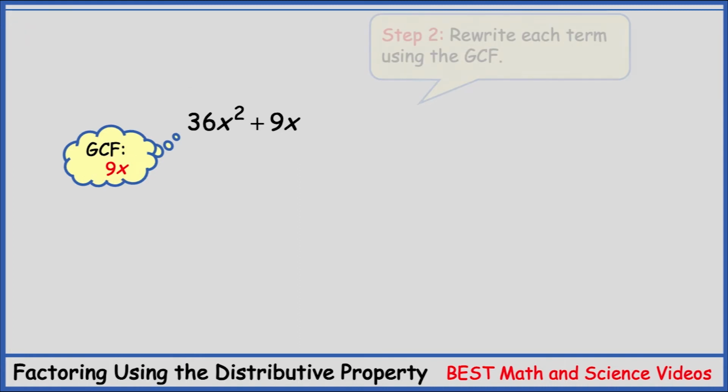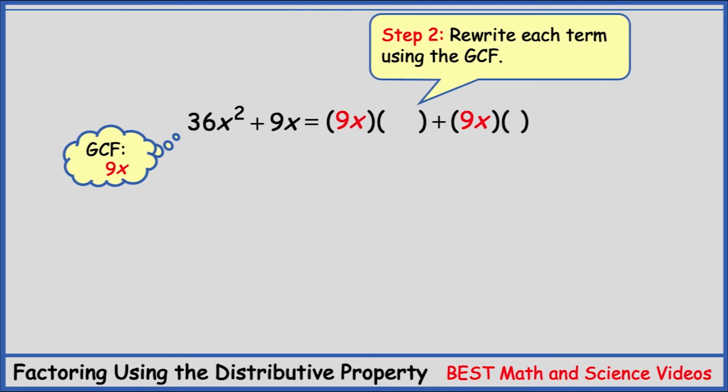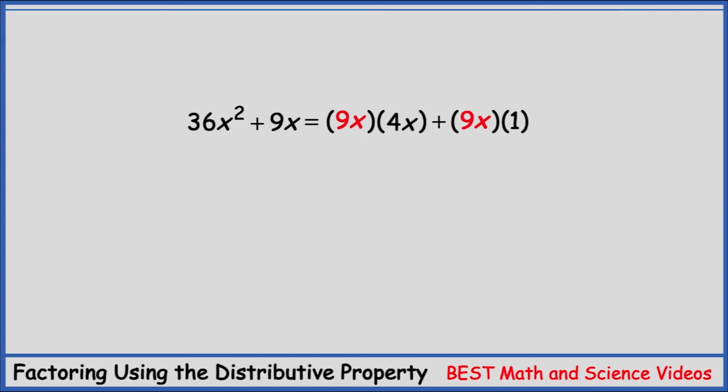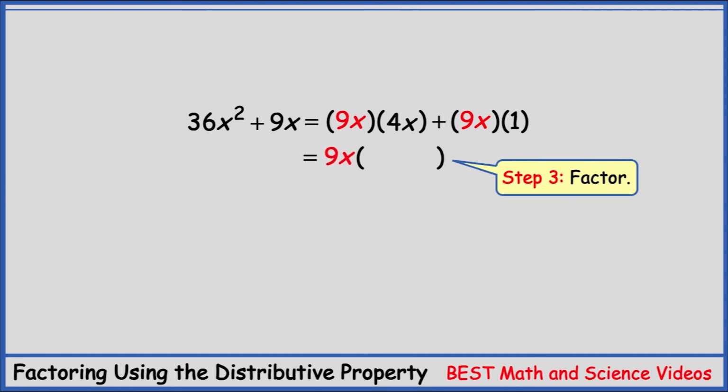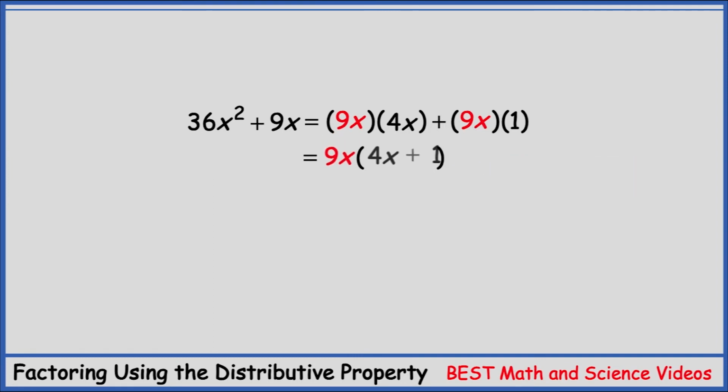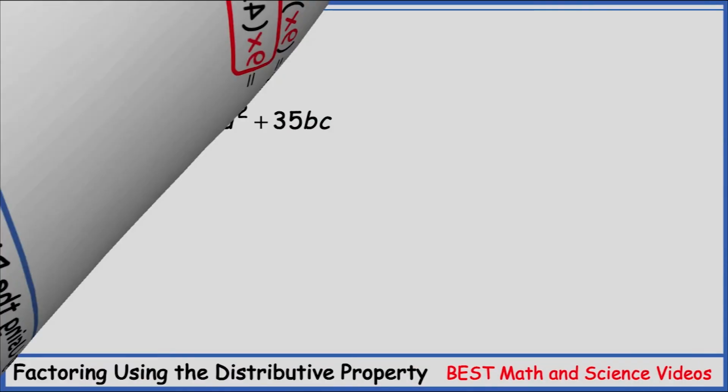Step 2 is to rewrite each term using the greatest common factor. Then 36x squared equals 9x times what? 4x. And 9x equals 9x times what? Just 1. Now, step 3 is to factor the expression. So you need to factor out the 9x and multiply it by the remaining parts grouped together, 4x plus 1. And that's your answer.